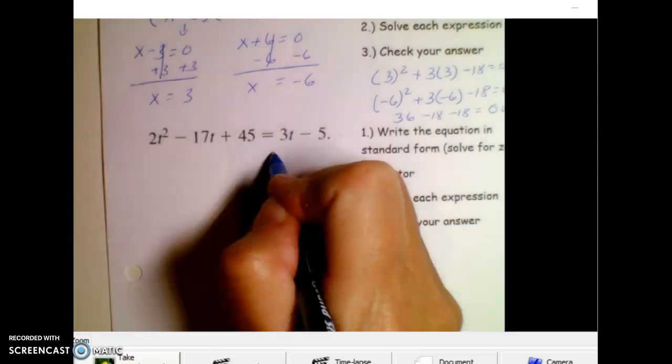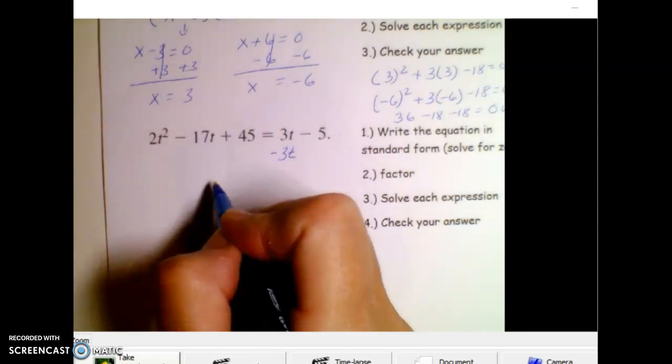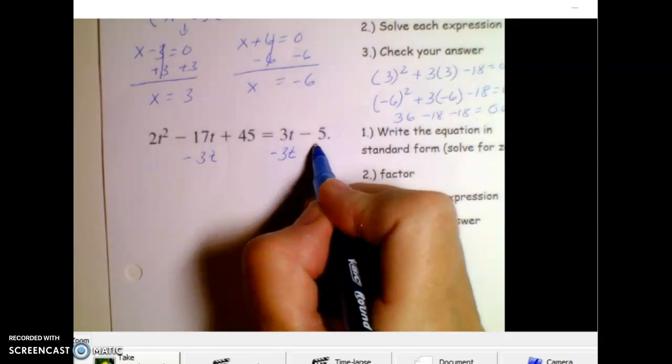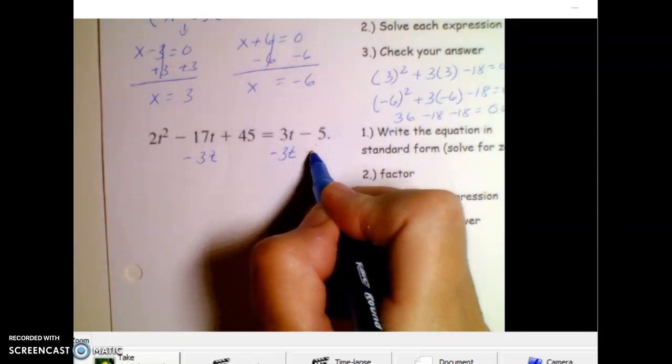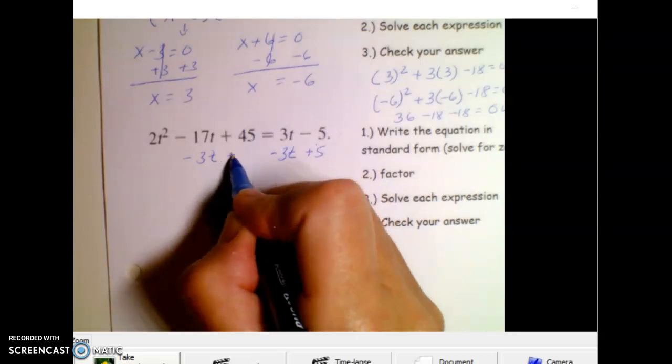All right, so I'm going to move 3t. So that means I'm going to line it up on the other side over here by doing -3t. I'm going to move the 5 at the same time. I might as well. Plus 5. I'm going to line it up onto here. Plus 5.